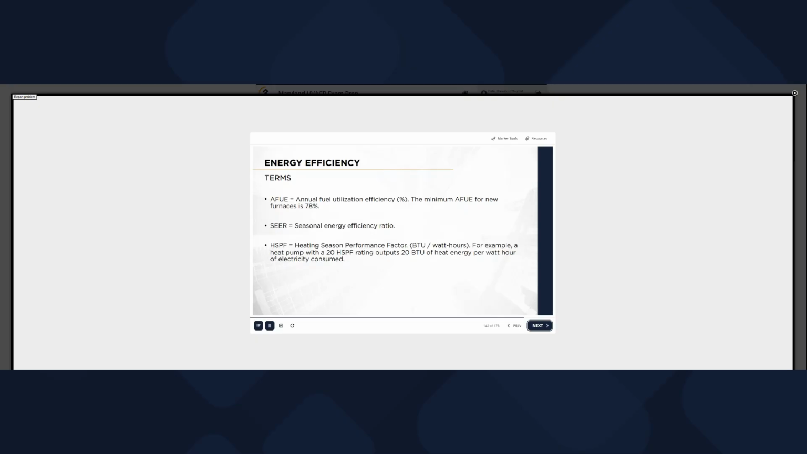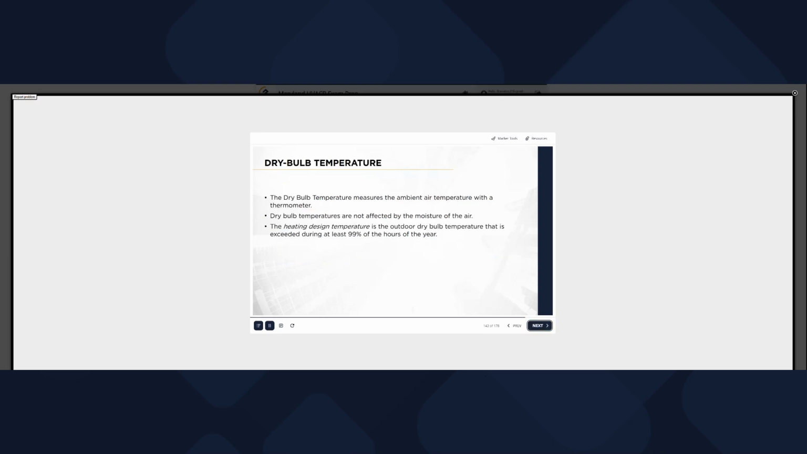HSPF means heating season performance factor. BTU divided by watt hours. For example, a heat pump with a 20 HSPF rating outputs 20 BTU of heat energy per watt hour of electricity consumed. Dry bulb temperature. The dry bulb temperature measures the ambient air temperature with a thermometer. Dry bulb temperatures are not affected by the moisture of the air. The heating design temperature is the outdoor dry bulb temperature that is exceeded during at least 99% of the hours of the year.